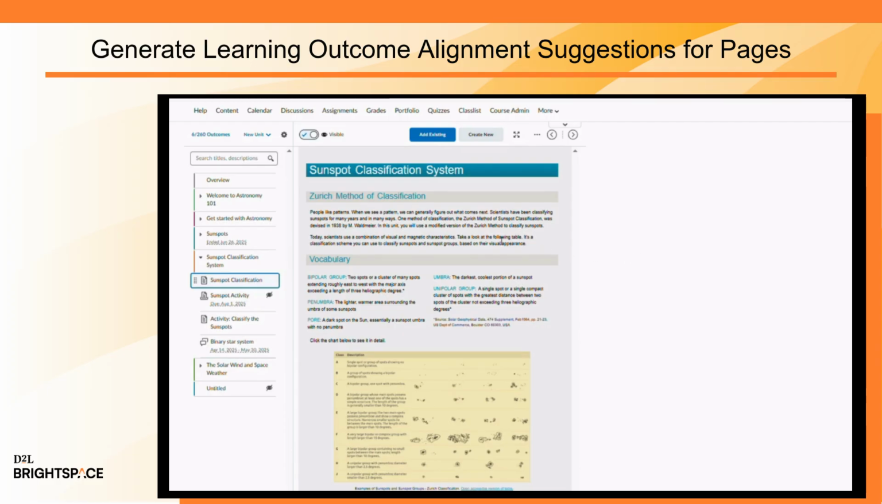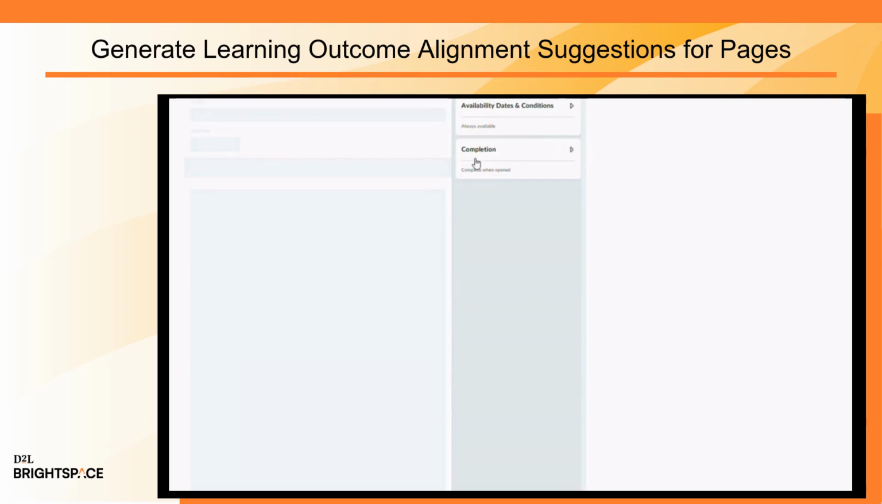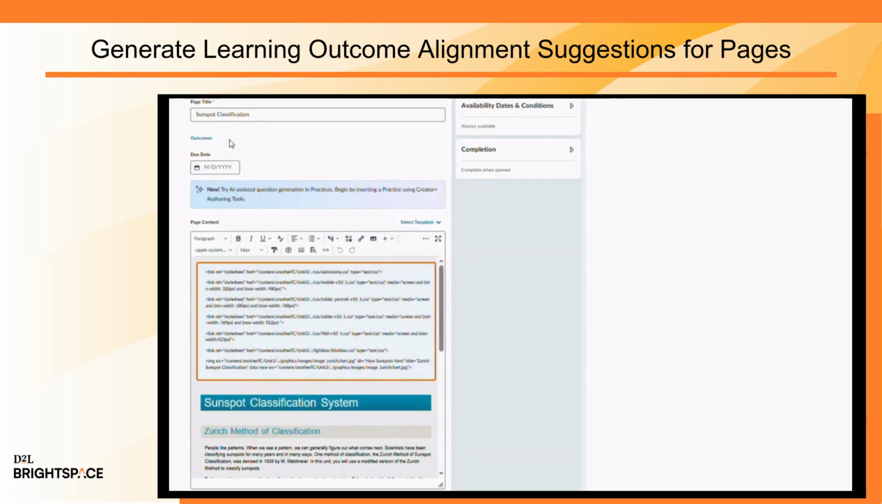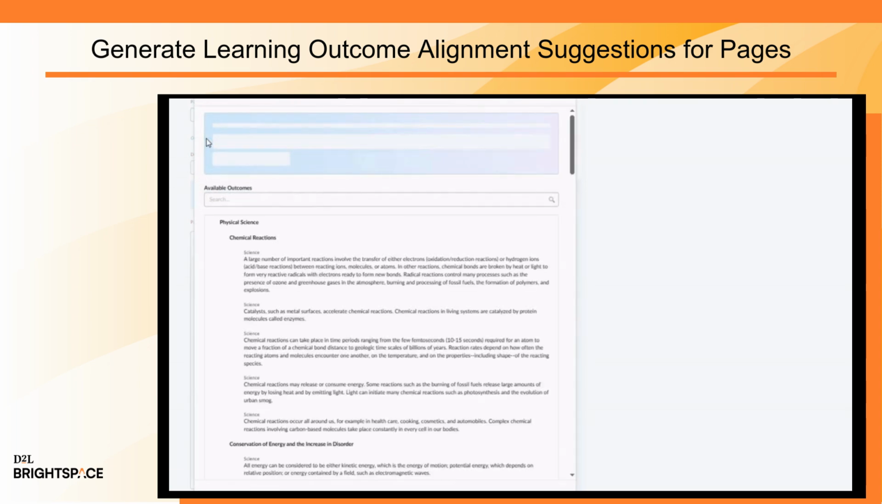To generate learning outcome alignment suggestions for pages, from the course page, click Content in the nav bar and do one of the following. Click Create New, or click an existing page and select Edit from the Options menu. Then click Outcomes. In the Browse Learning Outcomes dialog, click Suggest Outcome Alignments.